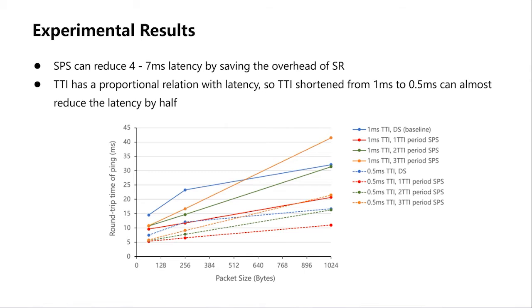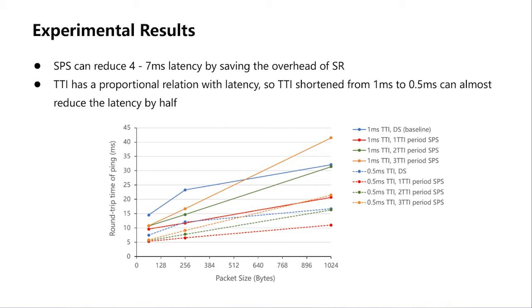We also find that packet size is another factor that may impact the network latency. In our experiments, we fixed the transport block size to 101 bytes. So if the uplink packet size is small enough to be sent in one transmission, SPS could have better latency performance. But if the packet size is as large as several times the TBS, SPS performance may be worse than dynamic scheduling. So these experiments proved that SPS is fit for periodic small packet traffic.